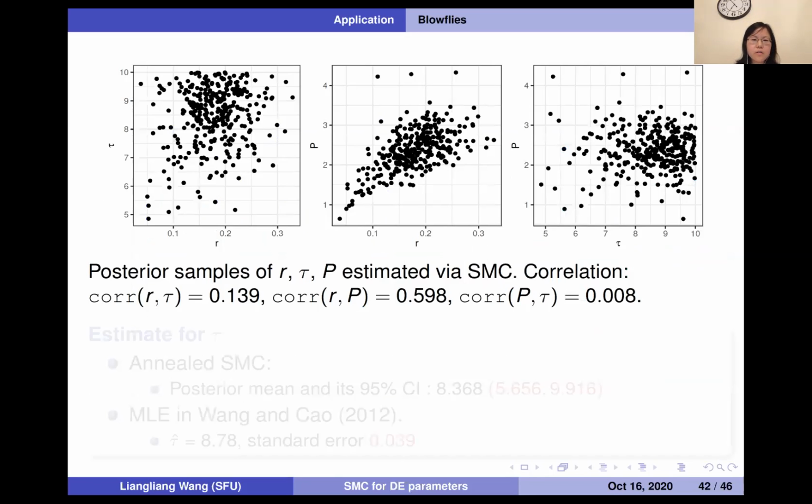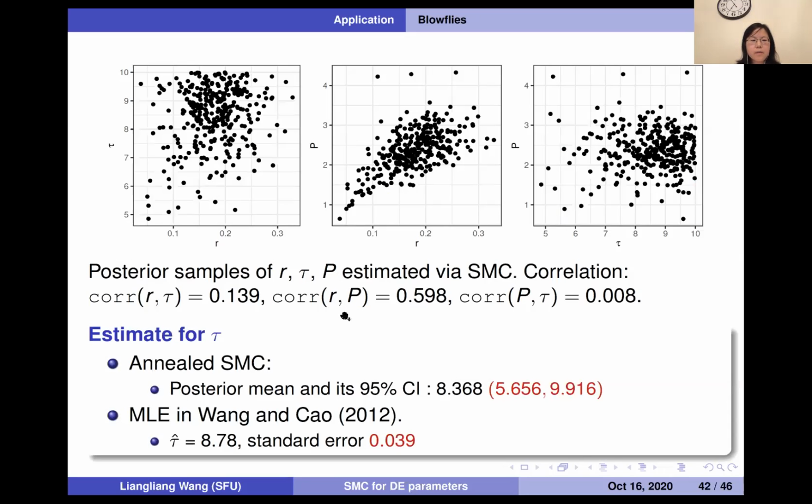So here are scatter plots for the DDE parameters. So we look at the correlation. For example, here we have the correlation between R and P, which is about 0.6. Here P is a parameter for the limitation on the food supply, and R is the rate of population increase. So they are positively correlated.